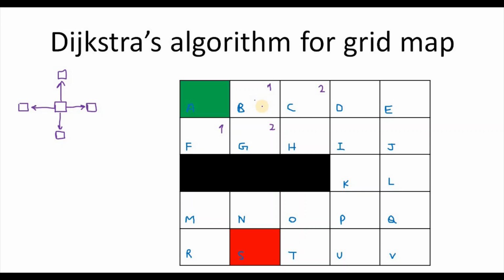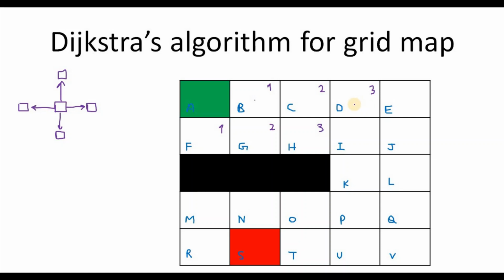So from B we again look for which one has the minimum cost. They both have the same, so we repeat the process. We go to node C, make it the current node, and look at its neighbors D and H. This will have a cost of 3, and this will have a cost of 3 also. Which one has the minimum cost? Again the same, and we repeat the process.